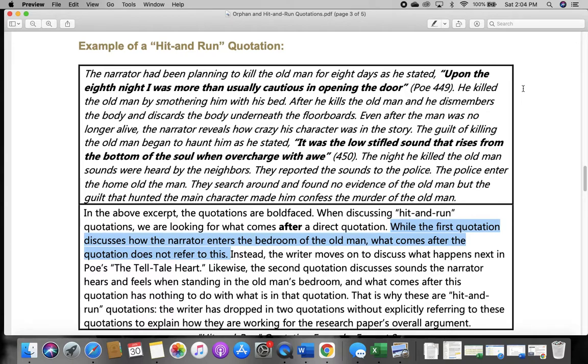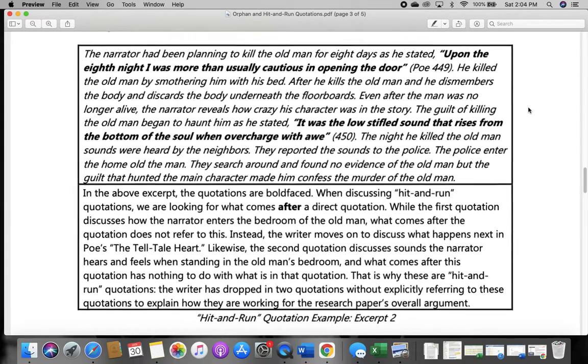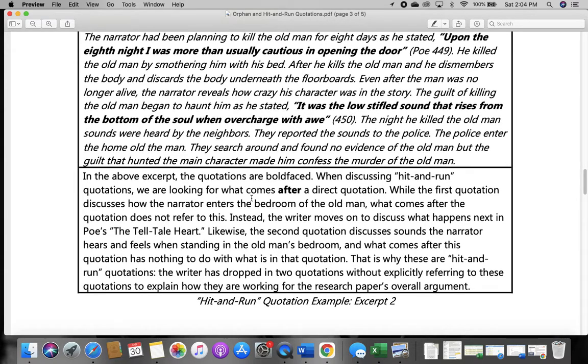I don't need to know any of this information, right? Because it's all just, this is what happened in the story. None of that's analysis, right? I said instead, right? And that's just what I said. It moves on to discuss what happens next in the story.